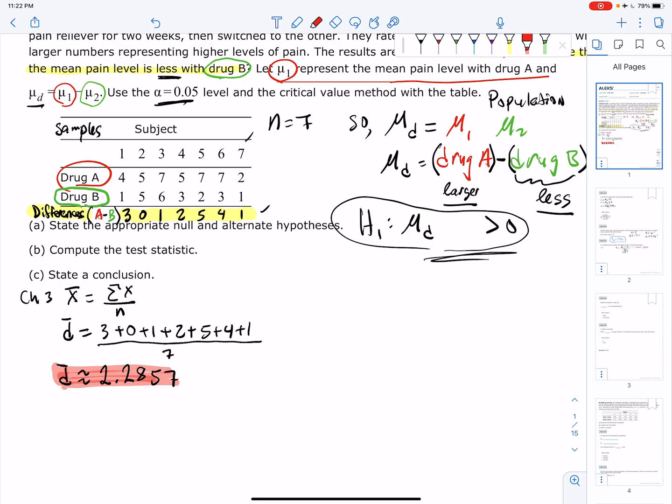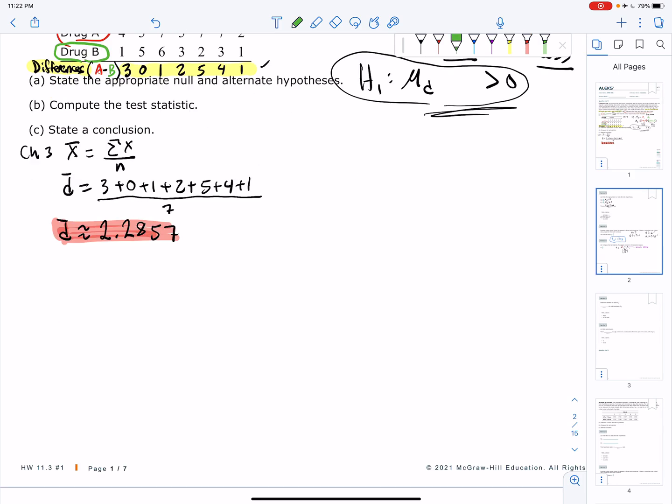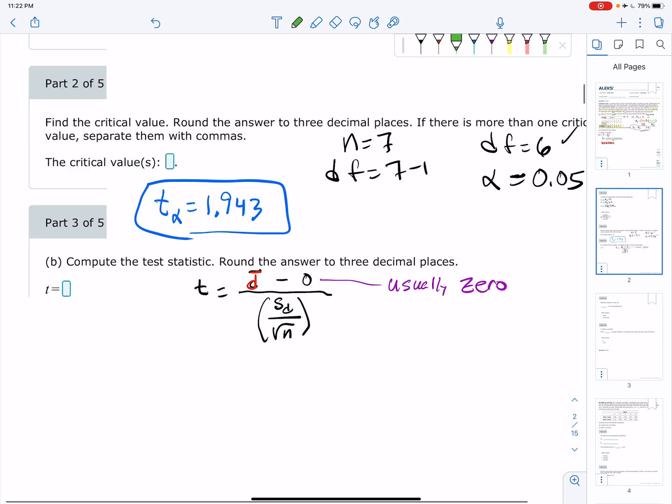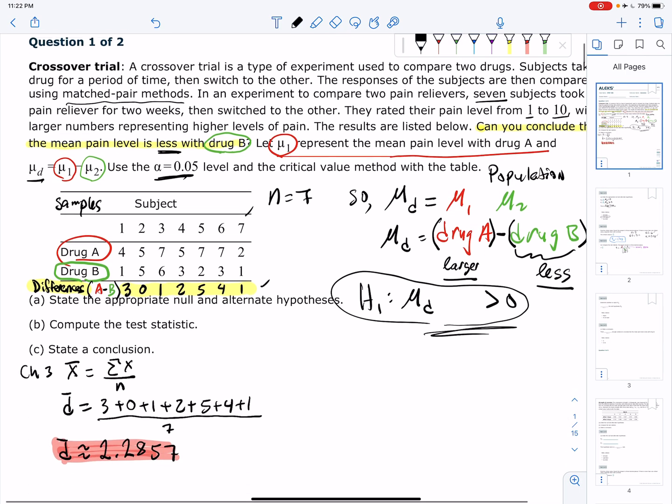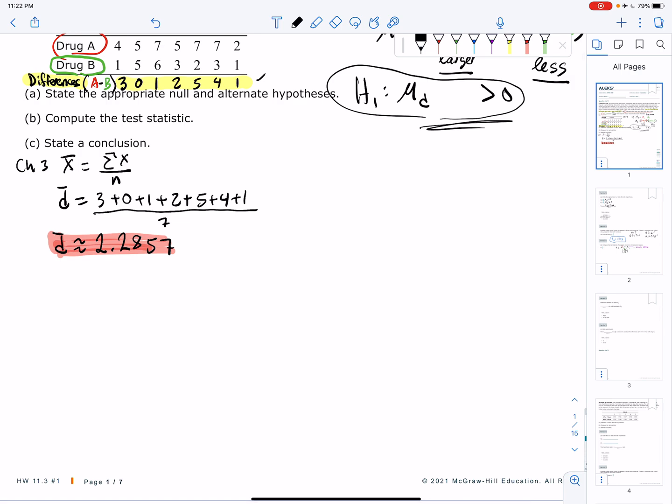What else do I need? Let's go back to the formula. I'm going to need this sample standard deviation of the differences. If you remember in chapter 3, by the way, these two statistics that I'm finding here, this is chapter 3 again. I want the sample standard deviation.